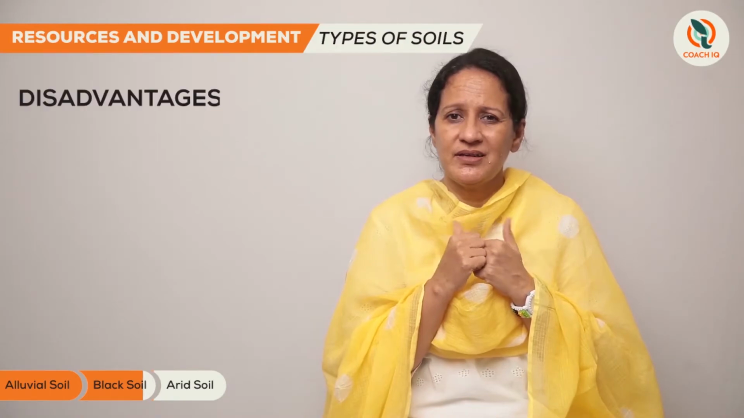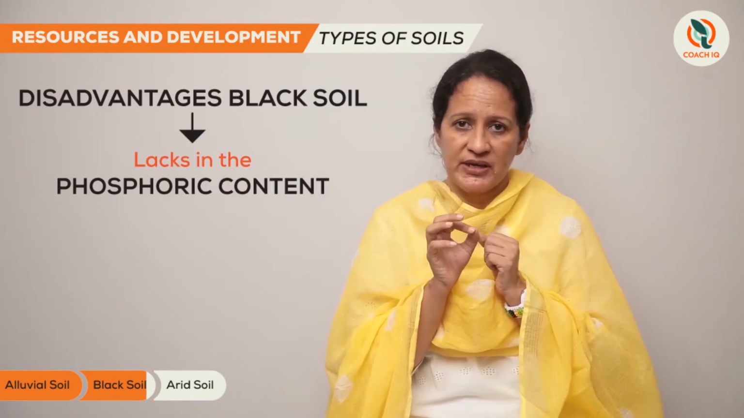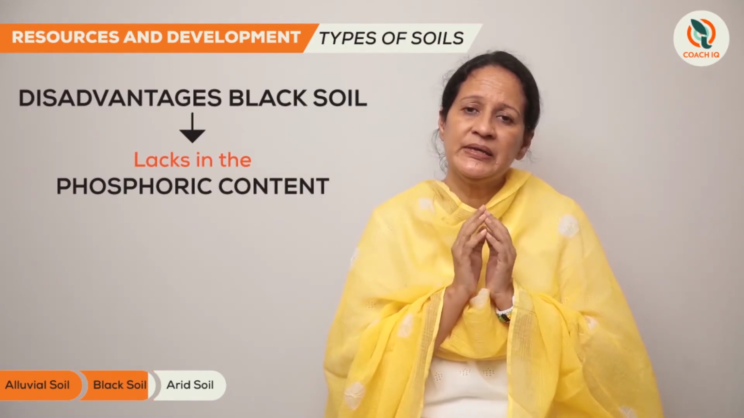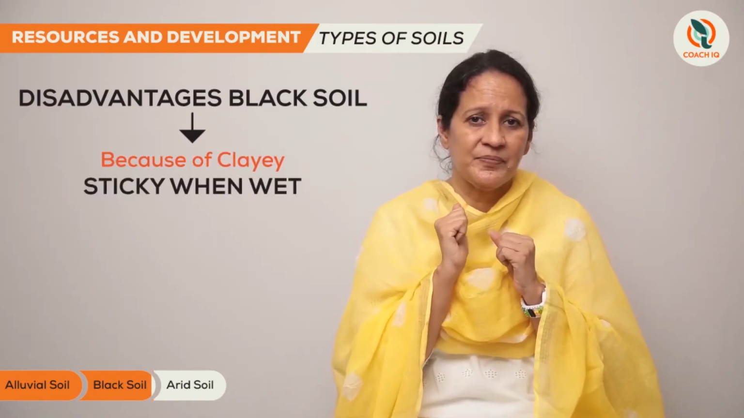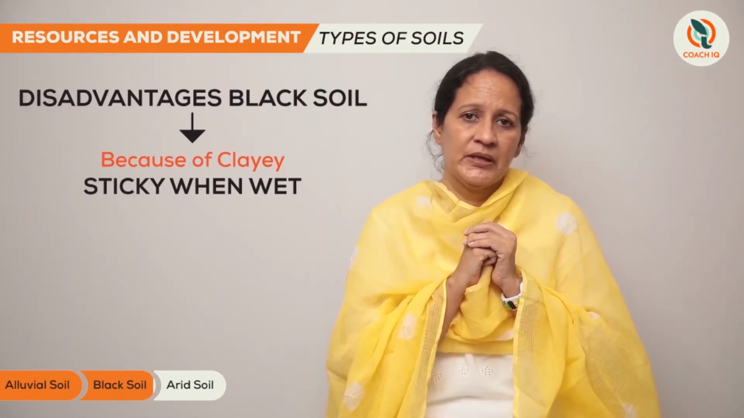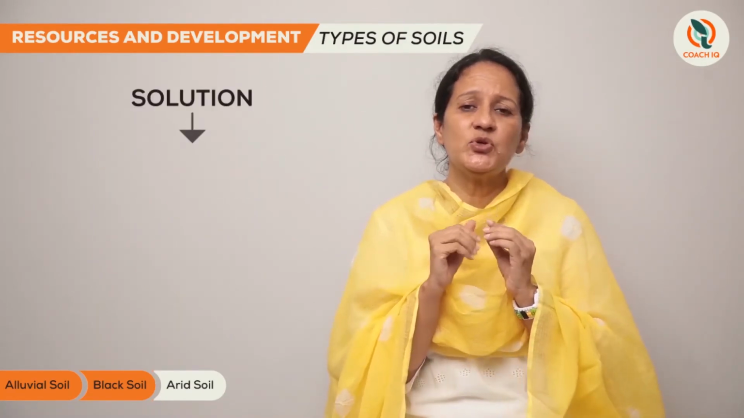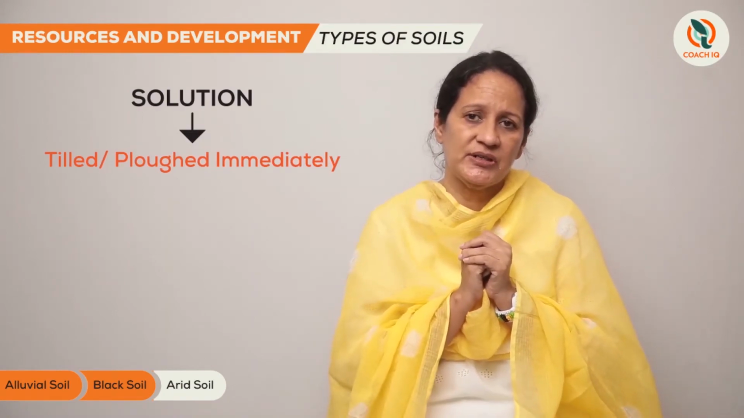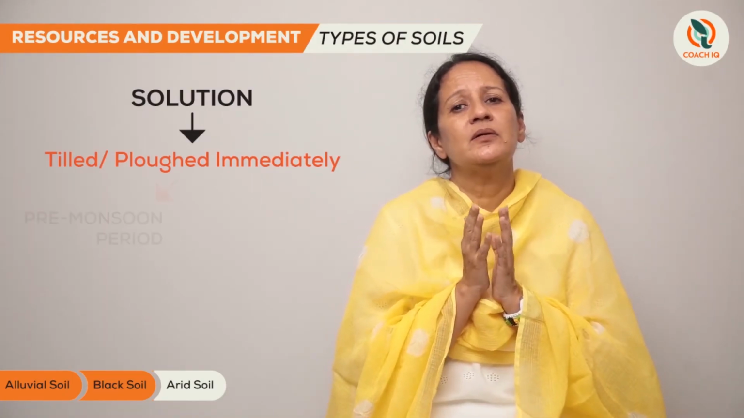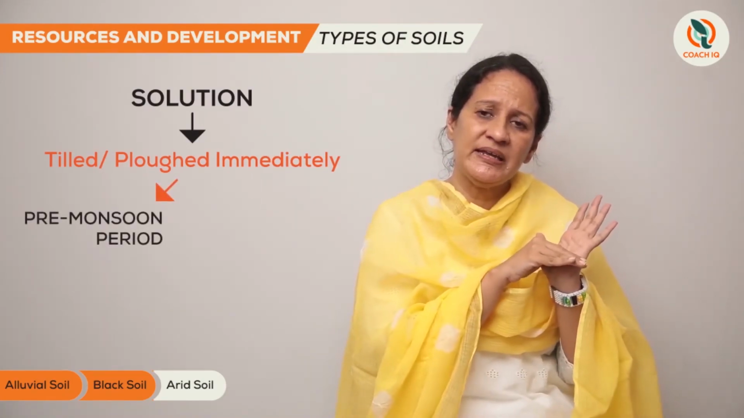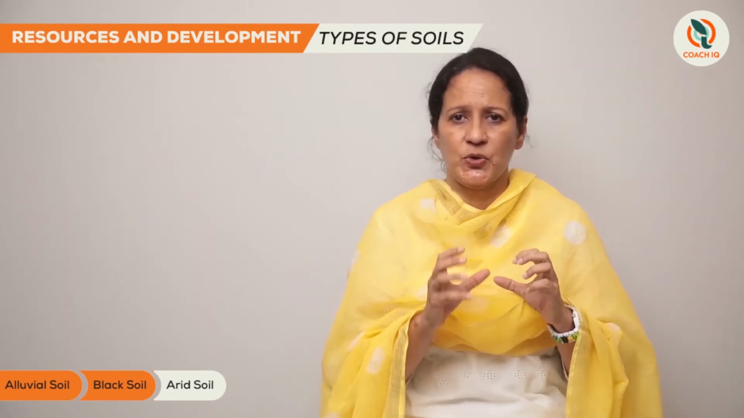What are the problems? What are the disadvantages? One is that it lacks one nutrient, that is phosphoric content. Second is, now you know it is clay, so when it is wet, clay always becomes sticky. So it gets sticky when wet, and to work upon the black soil is difficult. But there is a solution. You have to till it, plow on it immediately. There are two times when you can do it: one is the pre-monsoon period, and the second is after the first showers. So this is about your black soil.